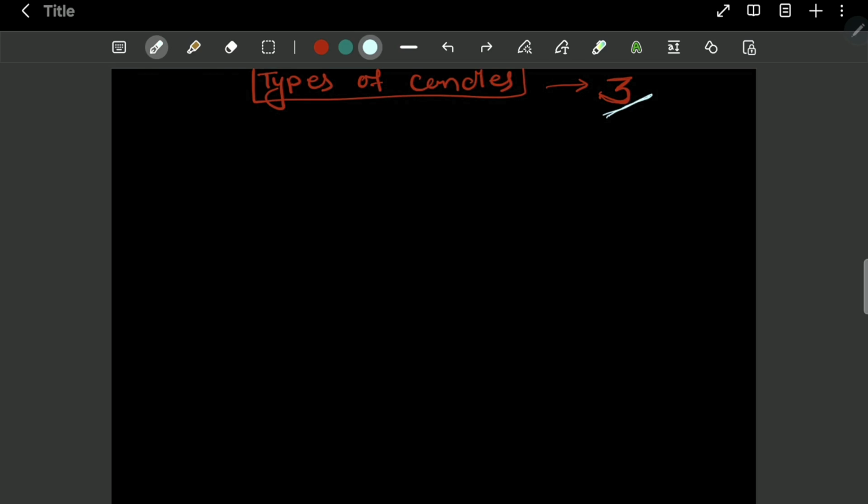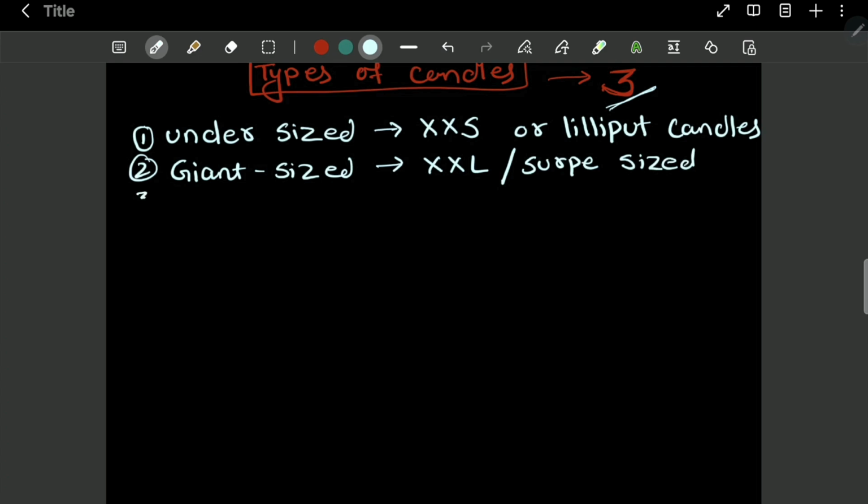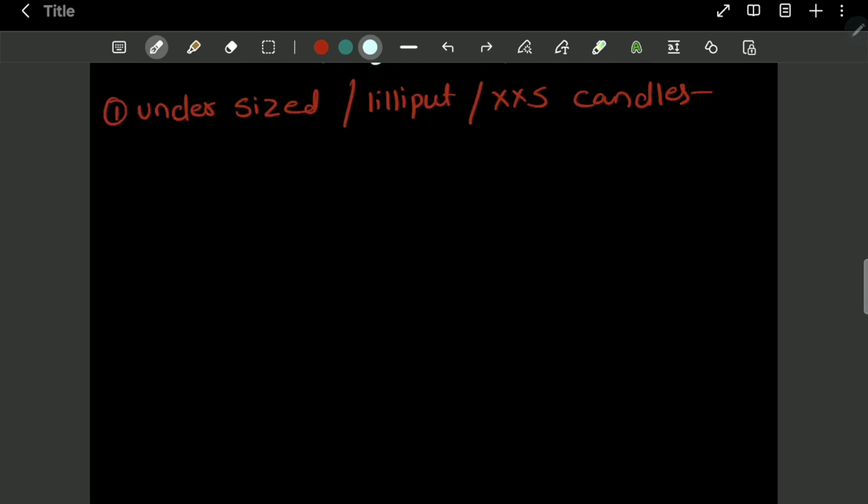Alright, so we are now going to start with the very important topic: three types of candle and what they reveal about the market's mind. The author is saying the first type of candle is undersized, namely XXS size or Lilliput candles. The second type is giant candles, or double XL size or super size candles. The third are candles with extraordinarily long shadows or tails. So we are going to start with our first type, which is undersized.